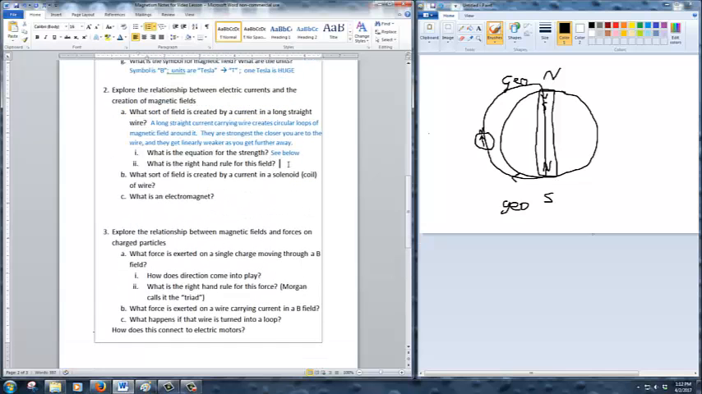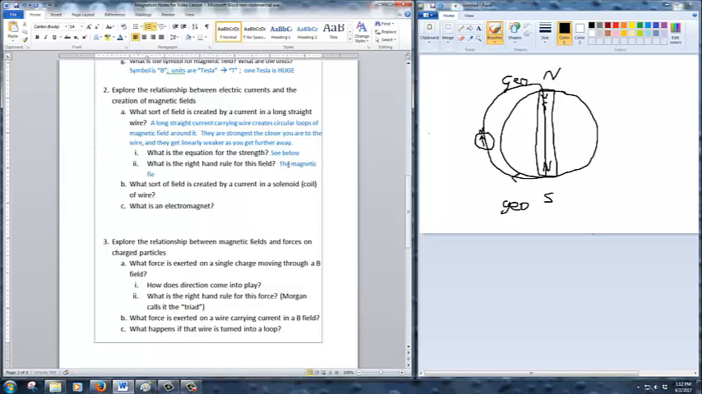What is the right-hand rule? Okay, so this is critically important to find direction. All of these equations just get you the magnitude, and to get the direction, you're going to have a different right-hand rule depending on the scenario. So for this one, this is the magnetic field created by a wire.